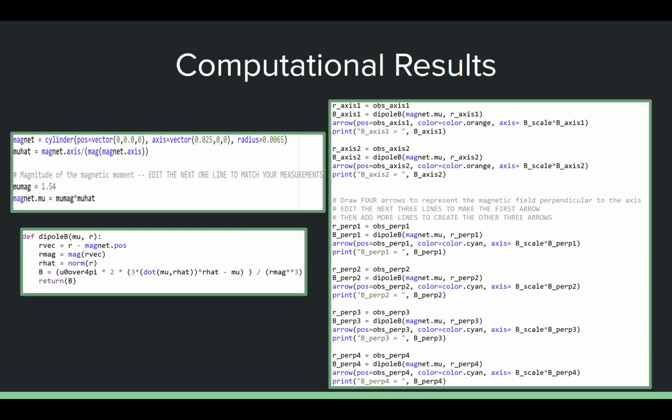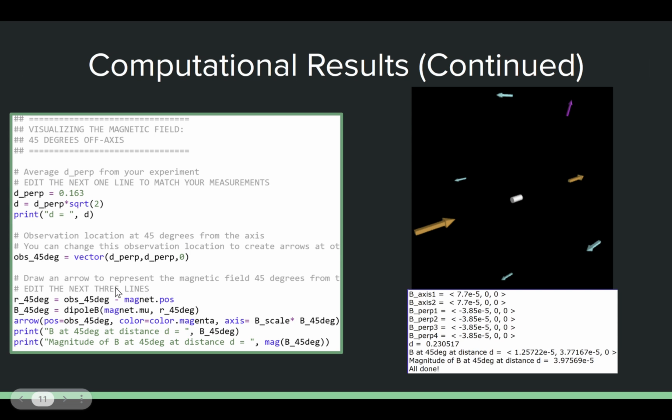We plugged that value into our computational model right here. Further, we developed a function that took the magnetic dipole moment and distance as inputs to calculate the magnetic field at a given distance. We also created these 6 arrows to represent the magnetic field at 6 different locations. We also created a final arrow to represent the magnetic field at a point 45 degrees from the location of the bar magnet. That 45 degree arrow can be seen right there, the purple arrow. The other arrows are the other 6 arrows that we created.